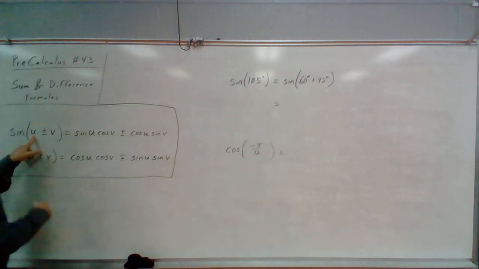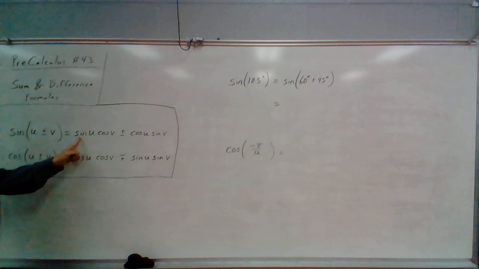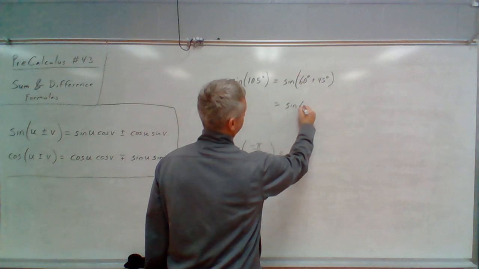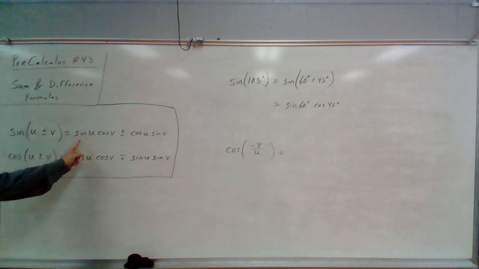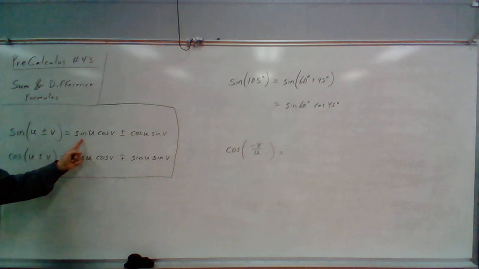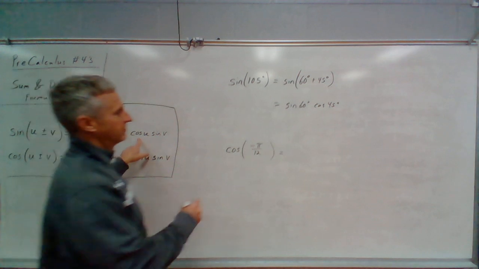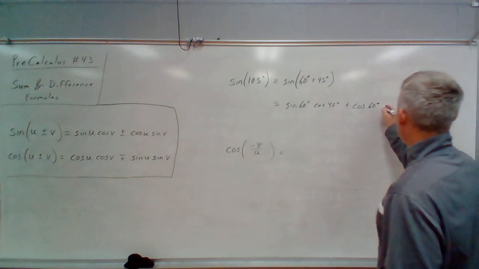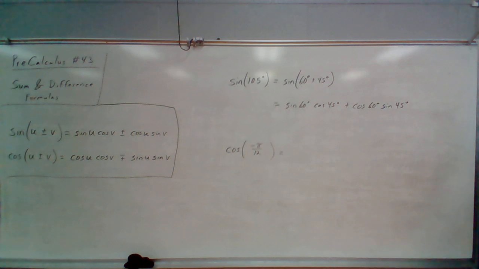So 60 degrees is my u, 45 degrees is my v. So I have the sine of 60 degrees times the cosine of 45 degrees. And this is plus, so I'm going to use plus, cosine of 60 degrees times the sine of 45 degrees. So really very easy.